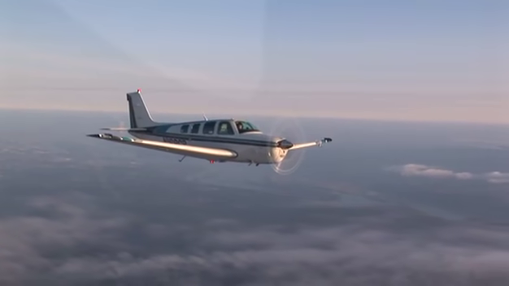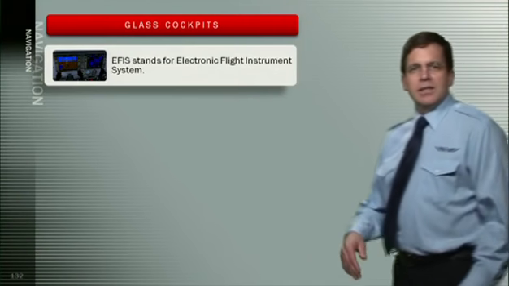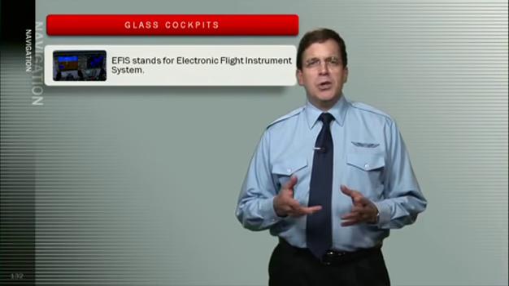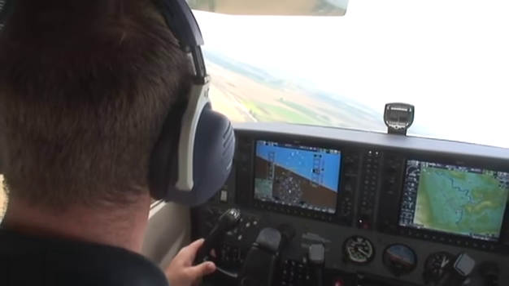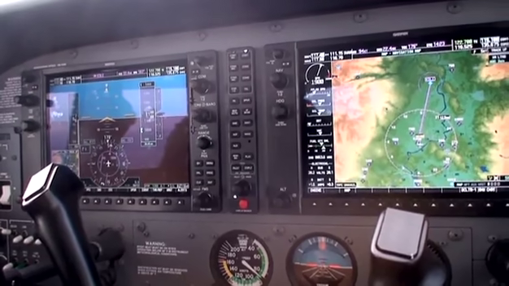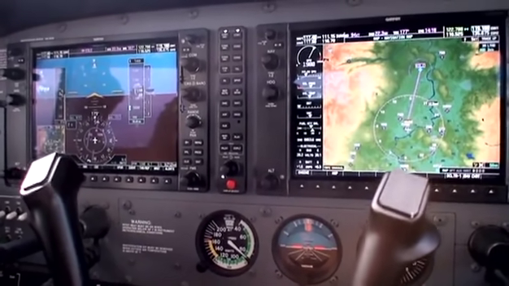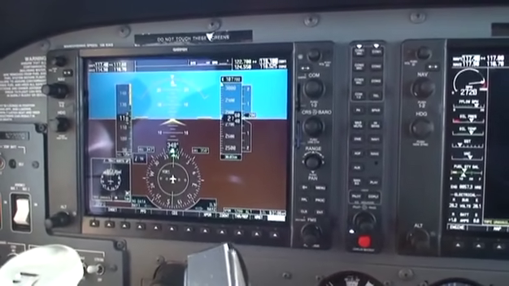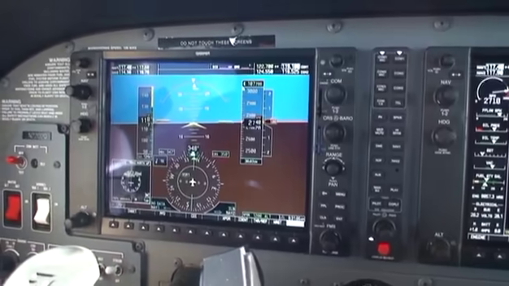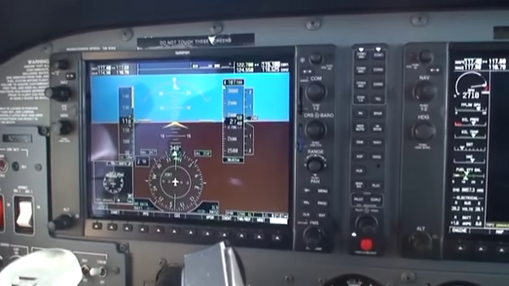Let's start with some basic glass cockpit terminology. You'll hear the acronym EFIS, which stands for Electronic Flight Instrument Systems. EFIS units are increasingly used in newer general aviation aircraft. They're generally composed of two display units located on the left and right of the instrument panel. They provide spatial awareness, improved flexibility, and integrate information and program functions. The left side display, directly in front of the pilot, is commonly called the PFD, or primary flight display. While PFDs vary by manufacturer and model, they have many areas in common.